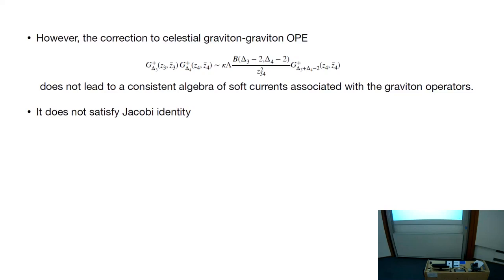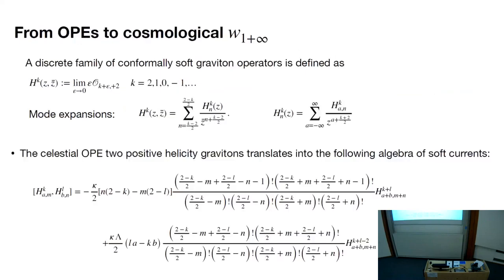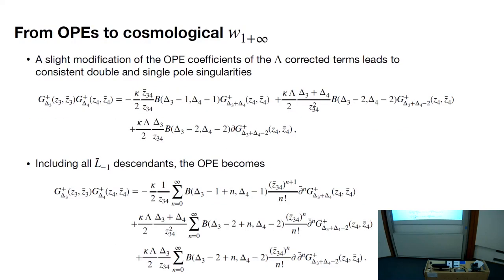However, we can slightly modify the OPE coefficient, and also include terms that make the OPE symmetric between particles 3 and 4. And then, as in the flat space case, we include all the L_{-1} bar descendants.